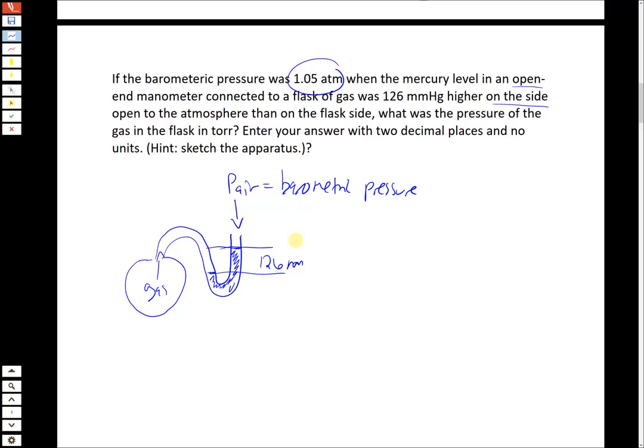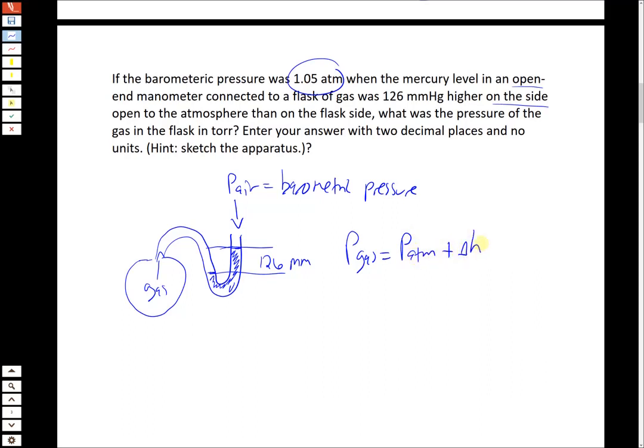Okay, now what this all means is, again, think about it a little bit conceptually before we start plugging in numbers. If the mercury level is lower on the side connected to the gas and higher on the side that's open to the air, that means the pressure of the gas is pushing harder than the pressure of the air that's opposing it. And that's why we create the balance in this way. It's pushing harder, so this goes down further on this side than it does on that side. And that means our gas pressure is going to be atmospheric pressure plus the difference in height.